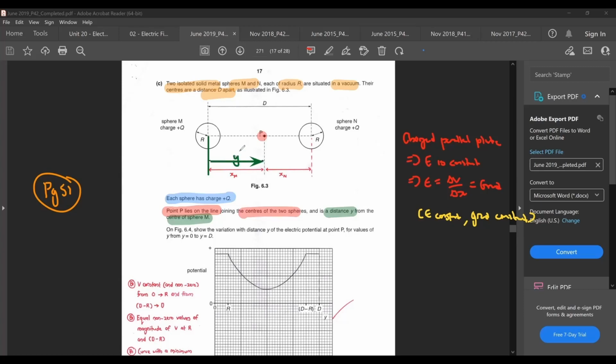Okay. And then here, in the last part, they want you to draw on the graph figure below the variation with distance y of the electric potential at point P for values from 0 to capital D.